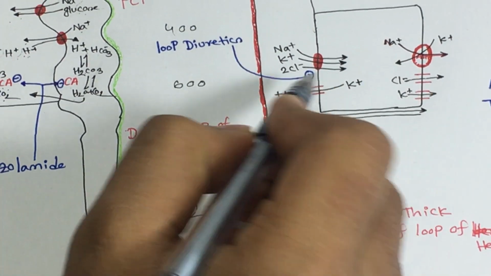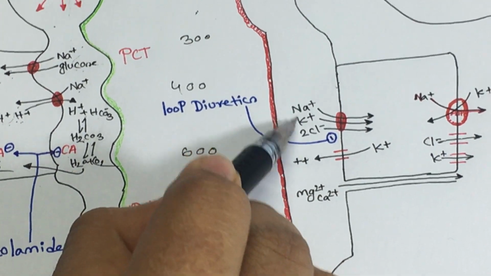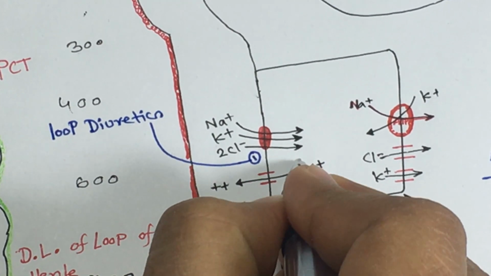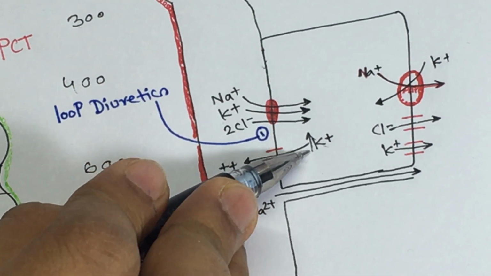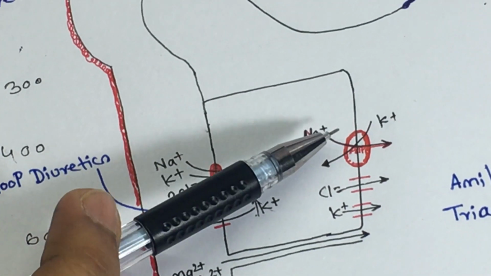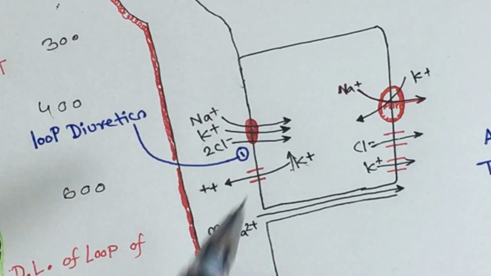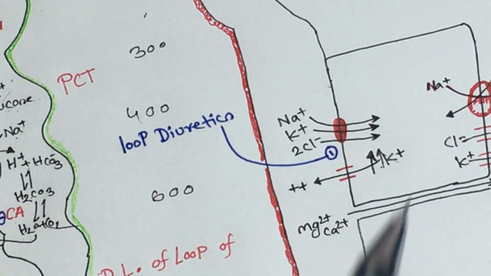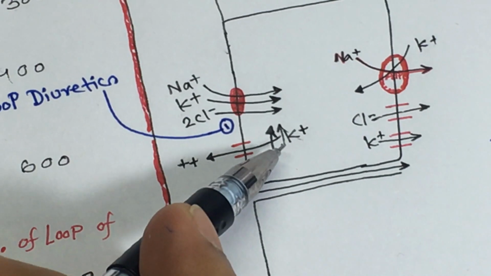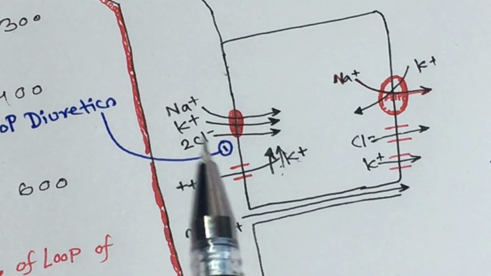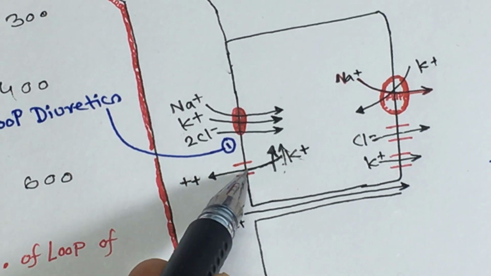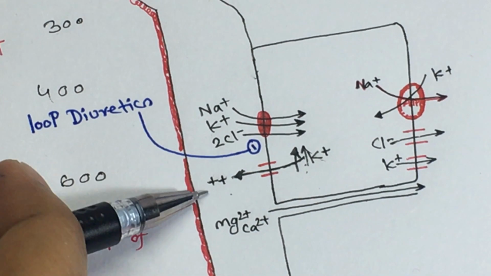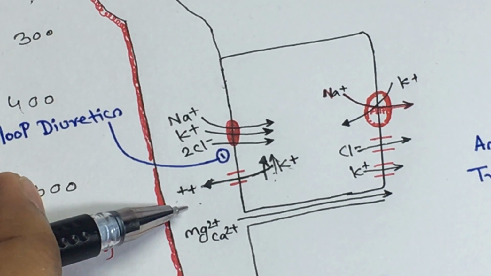This potassium will go inside of the cell, so the intracellular potassium level will be increased. And this ATPase also increases the intracellular potassium level. So the intracellular potassium level will be too high, and some potassium will also come into the luminal area. So in the luminal area, positivity will be increased.